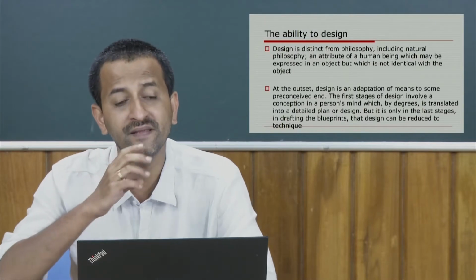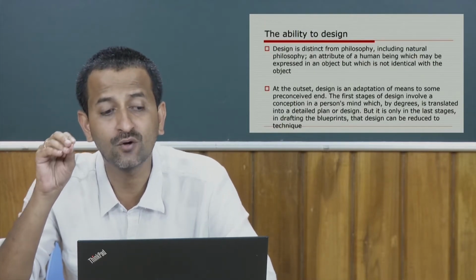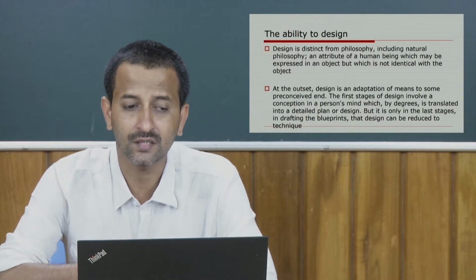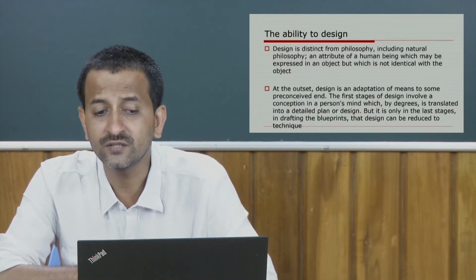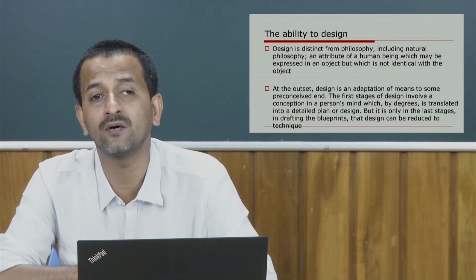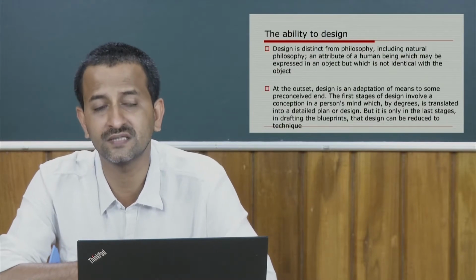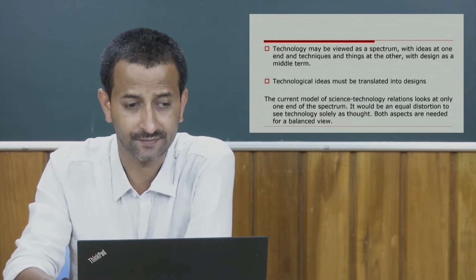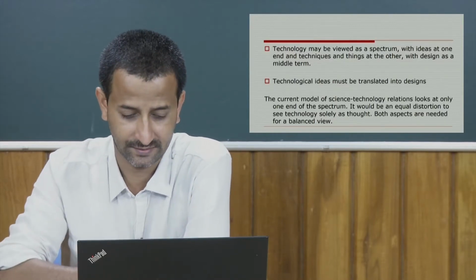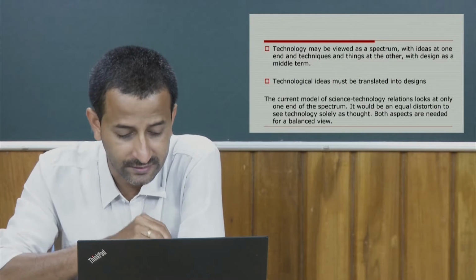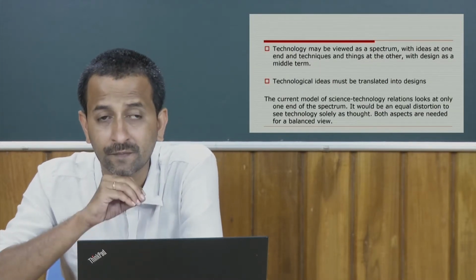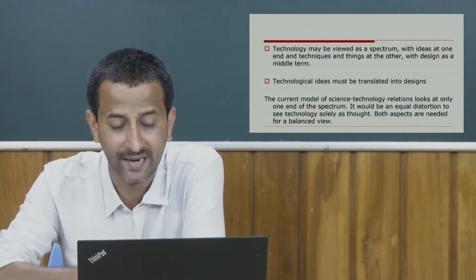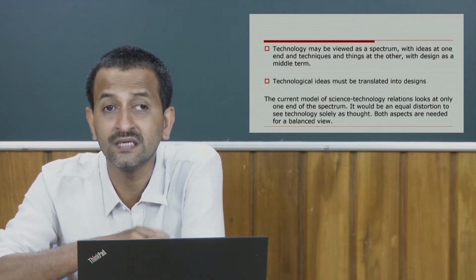At the outset, design is an adaptation of means to some preconceived end. The first stages of design involve a conception in a person's mind, which by degrees is translated into a detailed plan or design, but it is only in the last stages, in drafting the blueprints, that design can be reduced to a mere technique. And it is still later that design is manifested in tools and things made. Design involves a structure or pattern, a particular combination of details or component parts, and it is precisely the gestalt or pattern that is of the essence for the designer.